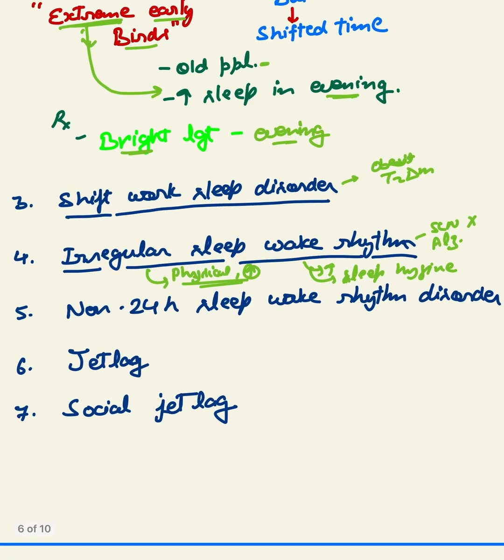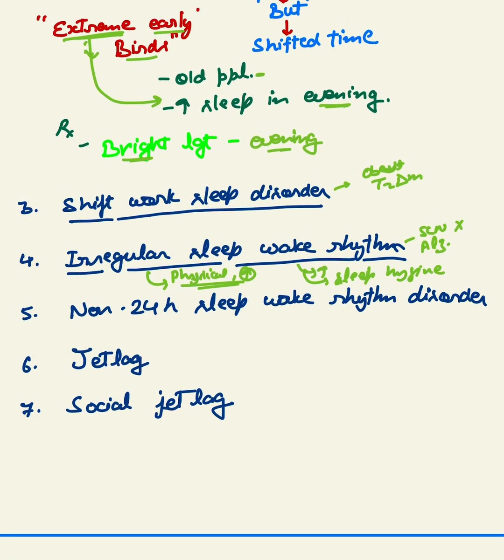Next is the non-24-hour sleep wake rhythm disorder. This disorder is generally seen in people who are completely blind, that is, the retina does not perceive any light, or lack all kinds of photoreceptors, right? So, what is the therapy in this kind of patient? We can use melatonin for therapy. We can use melatonin plus melatonin agonists. These are being used.